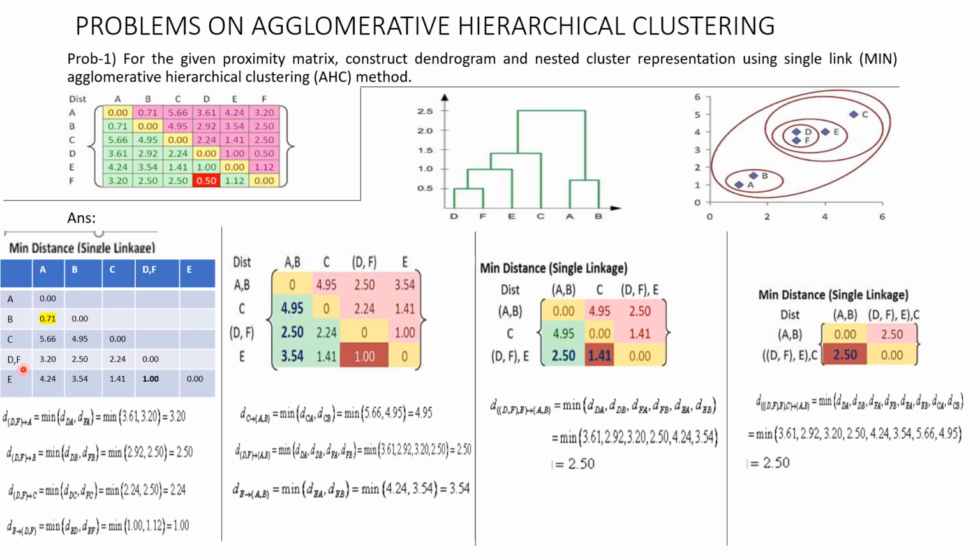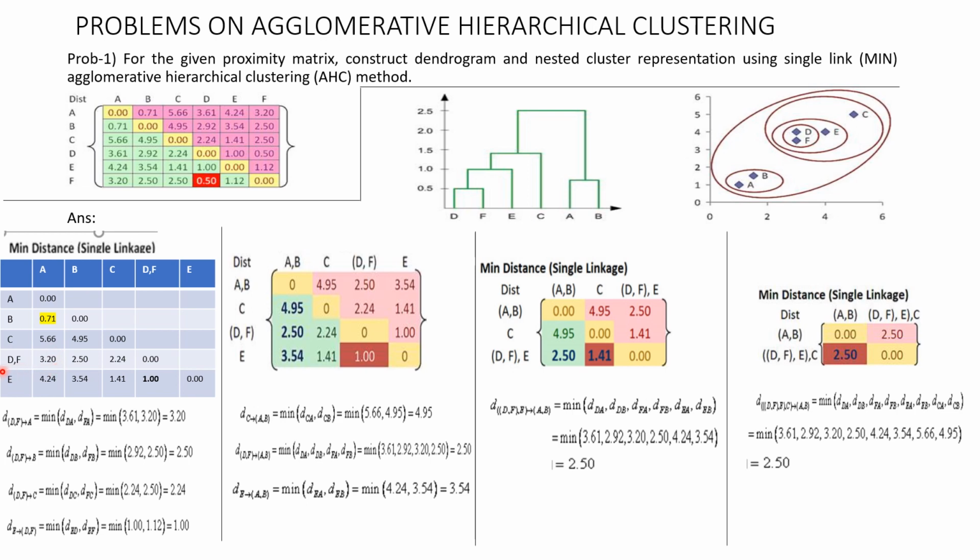The distance from DF to A is the minimum of the distance from D to A and F to A. That's what is given here. Distance from D, F to A is the minimum of the distance from D to A or the distance from F to A. Okay. So what is the distance from D to A? The distance from D to A is 3.61. Right. What is the distance from F to A? F to A is 3.20. So the minimum between 3.61 and 3.20 is 3.20.